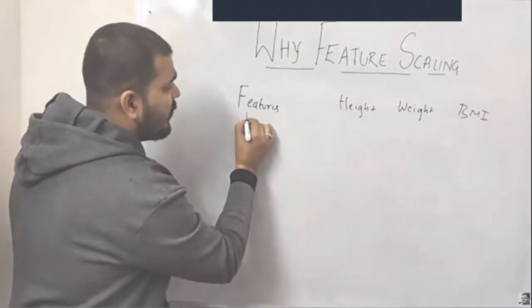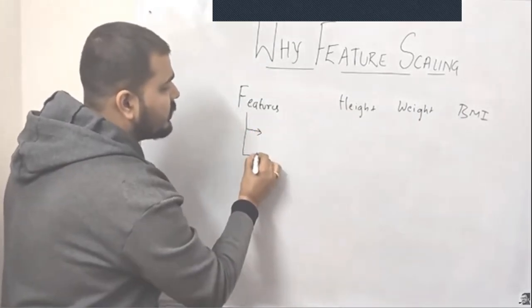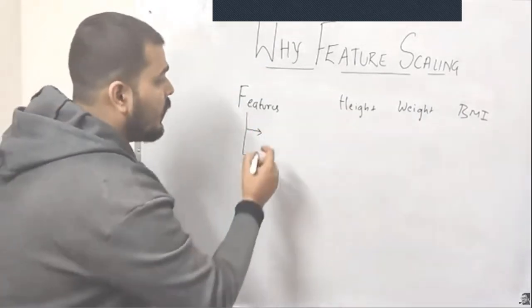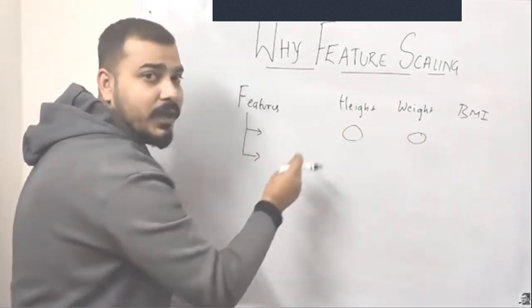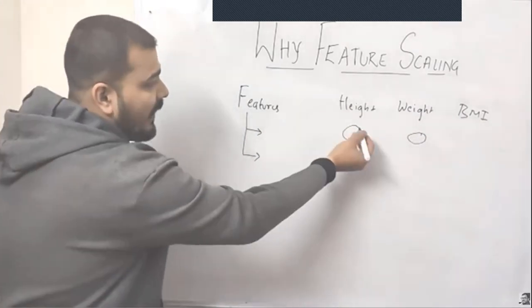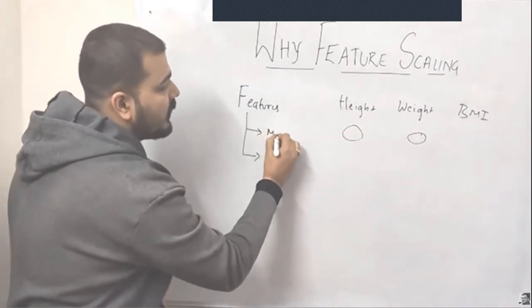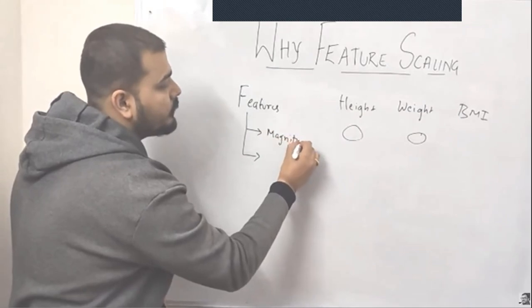Now remember guys, every feature has two things, okay. I'm just talking about the values inside this. Whenever I'm talking about these particular values, these values have two things. One is, it is represented by magnitudes.